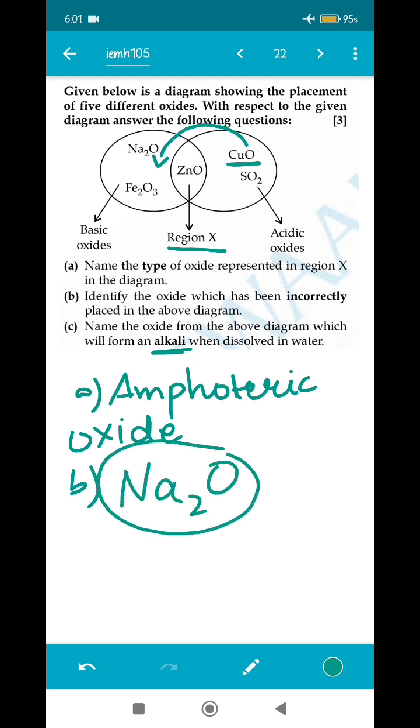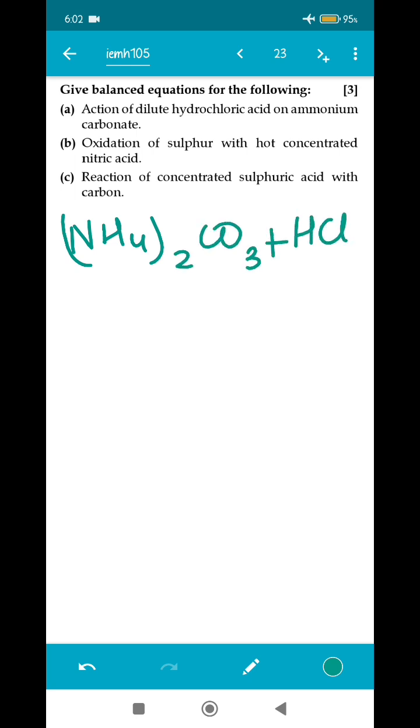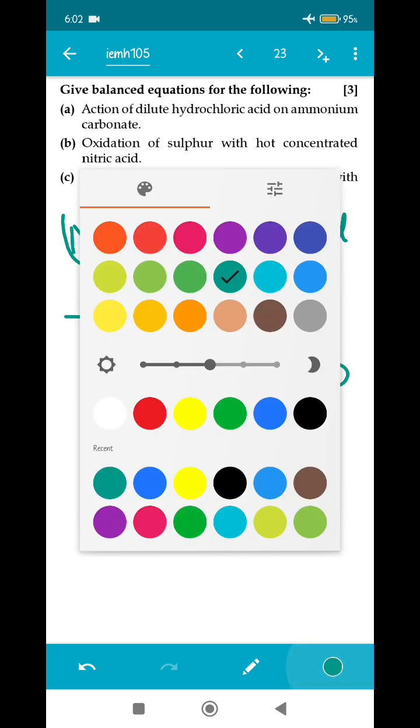Okay. Next question. You have to give balanced equations for the following. So let's do it. So the first question is action of dilute hydrochloric acid on ammonium carbonate. So (NH4)2CO3 plus HCl. Since this is a carbonate, first of all you are going to get NH4Cl. You are going to get carbon dioxide, and then you are going to get water.